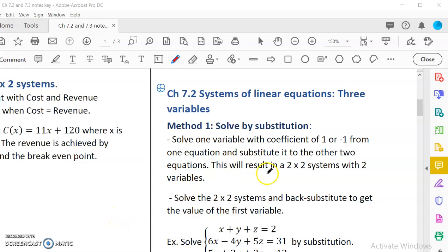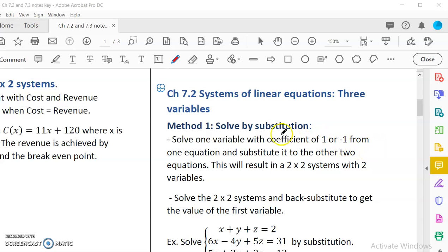Hello, College Algebra student. This video is for Chapter 7.2, Solve Systems of Linear Equations when we have three variables. This also indicates that we would have three equations, because that's the minimum to get a unique solution. Just like in solving 2 by 2, we will have more than one method.